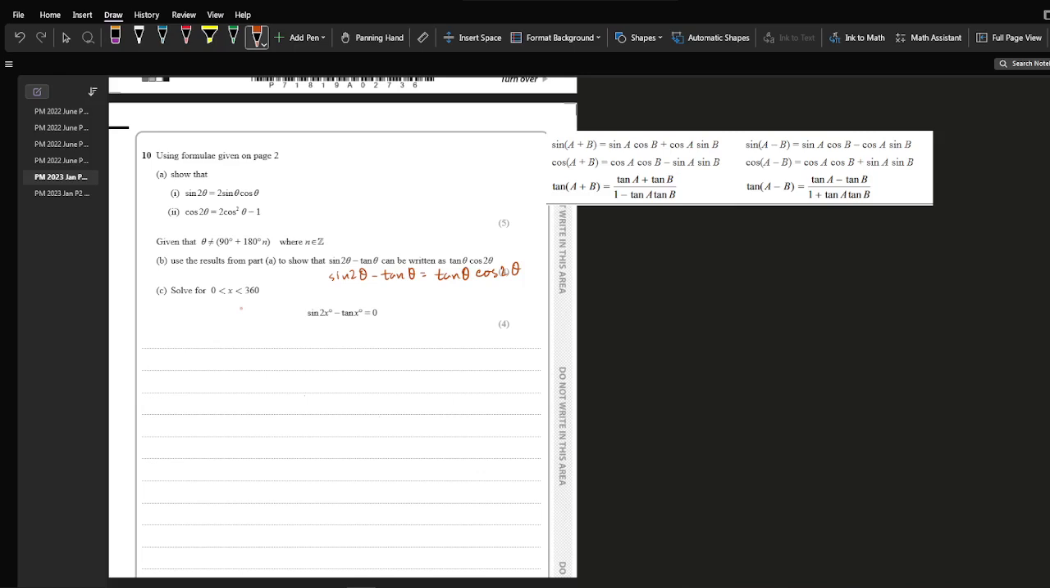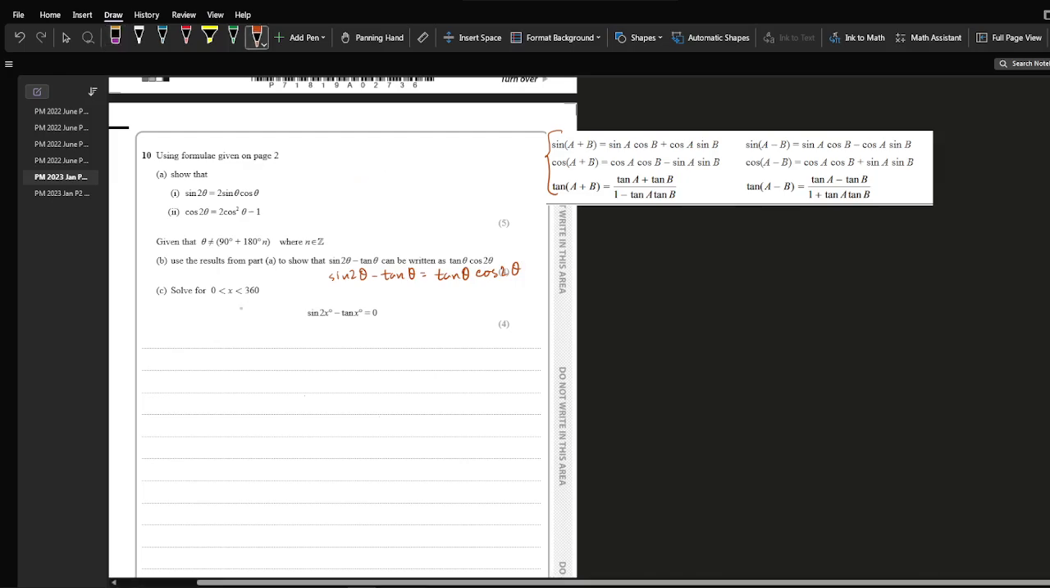Using the formula given on page 2, these are the three formulas. I took a screenshot and show that sine 2 theta is equals to 2 sine theta cos theta. If any of you are going into engineering, this formula is kind of like (a plus b) whole squared for us. You have to know this. If you go into engineering, this is very crucial in a lot of subjects. This will come out of nowhere. Okay, this is a very useful formula.